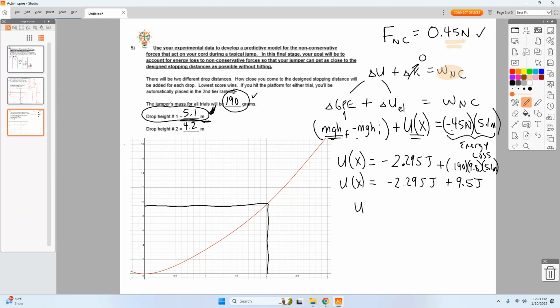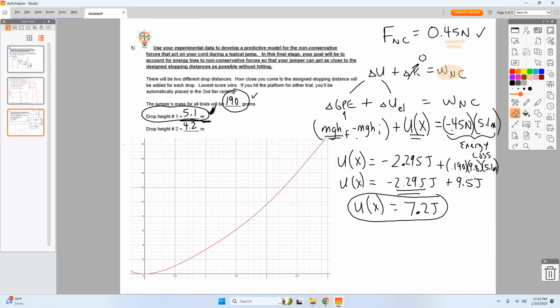What do I actually get for my U of X? It's going to be reduced from that ideal value by 2.295. So I'm going to take that, subtract from that 2.295, and U of X is going to end up being, if everything's done correctly, only 7.2 joules. What that means is the cord will not stretch as far as I'm expecting it to, because I have to take into account the energy loss that's being done by the non-conservative forces.